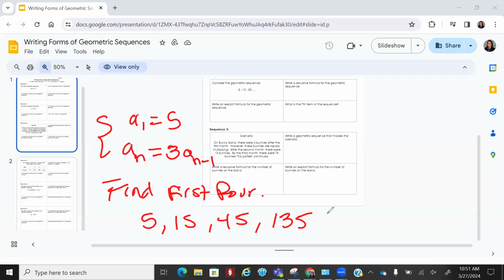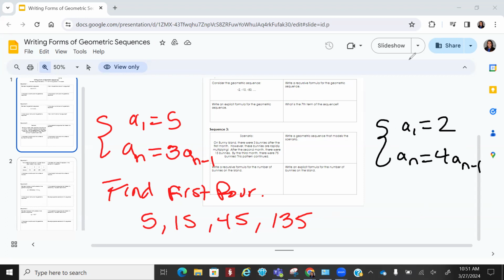So we're given the recursive, we find the first four terms. Questions? You only need the rate and the first number. Yep, and then you can figure anything else out from there.